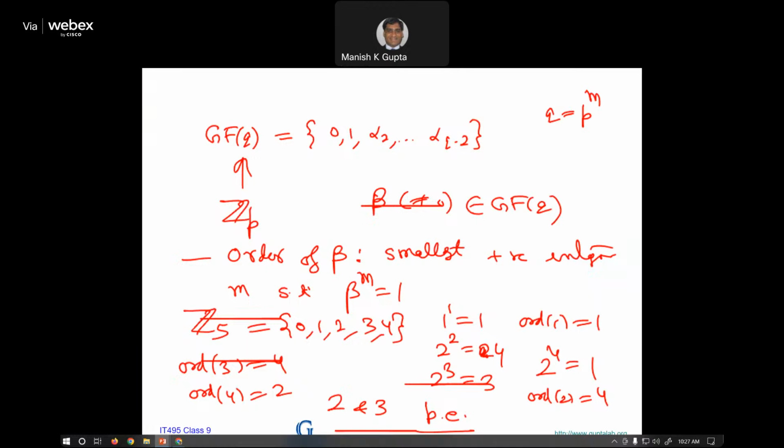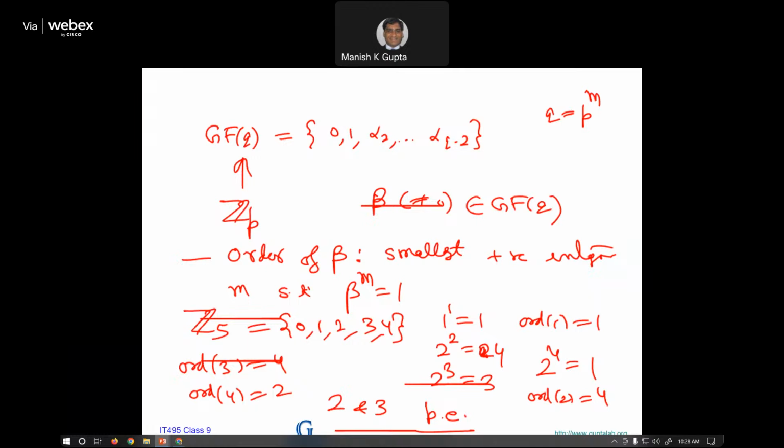The order of an element of a finite field is the smallest positive integer m such that beta raised to power m is equal to 1. So now we can clearly see that the order of 3 is equal to 4, and the order of 4 is equal to 2. There are 2 elements, 2 and 3, which generate all the 4 non-zero elements. If you take 2, you are getting 2, 4, 3, 1. So all the 4 elements you are getting here.